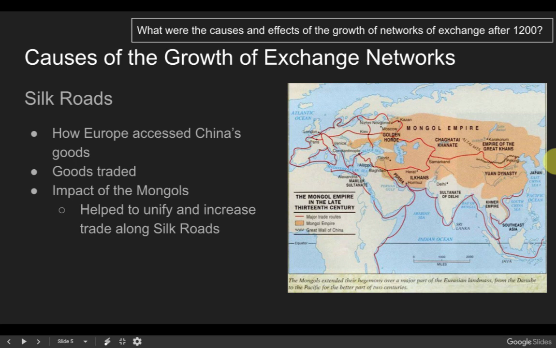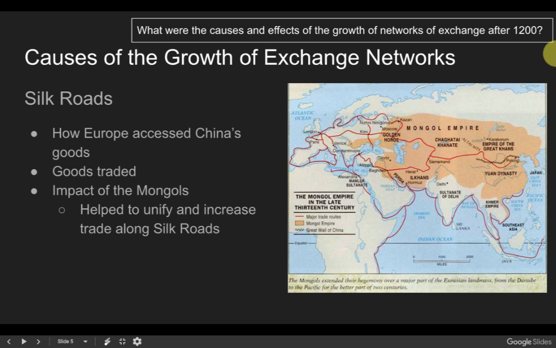So let's look at the causes of the growth of exchange networks, and again, this chapter will focus on Silk Roads trade. By the time we get to our time period, starting around 1200, Silk Roads trade was still ongoing, but it slowed down a bit. Islamic control of the Middle East and the weakening of the Byzantine Empire limited access to the East. The Byzantine Empire had occupied this region of Eastern Europe right about here, and as it became weaker, it blocked access for Europeans to the Silk Roads trade route, especially this one that went down here through the Mediterranean.